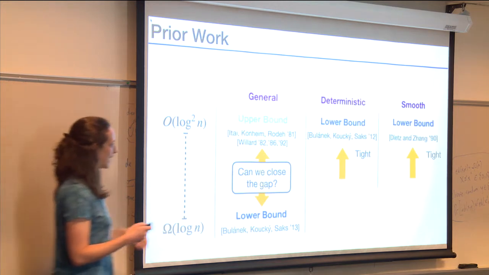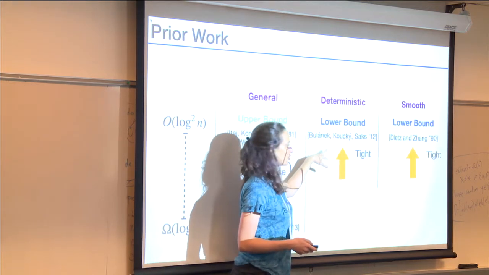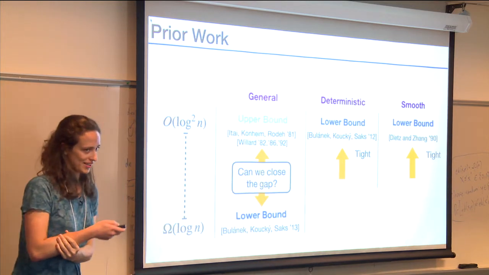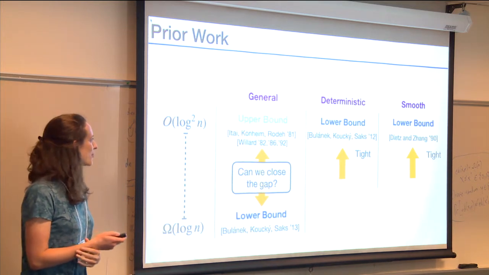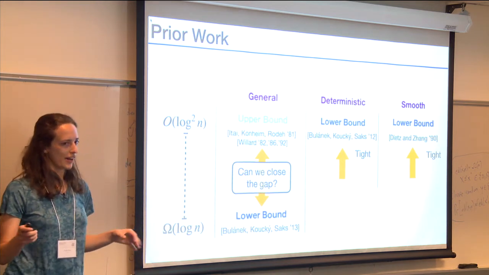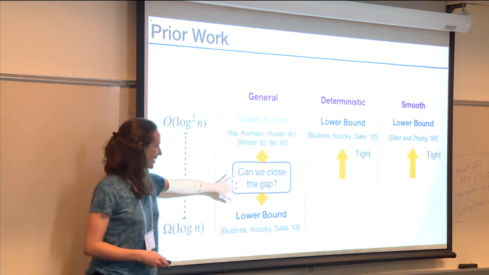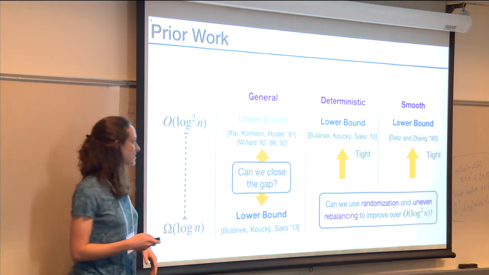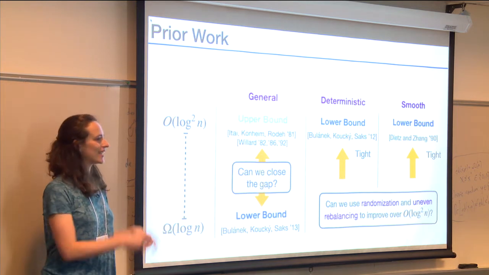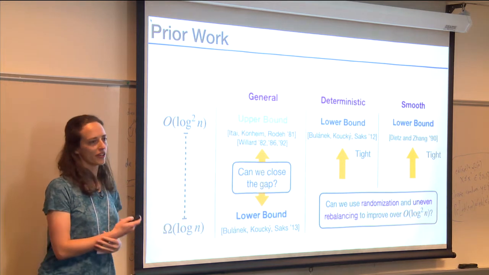So that is to say, you can get lower bounds. For deterministic algorithms, Bulinek, Kotsky, and Sachs showed that this log squared n algorithm is tight. Furthermore, Dietz and Zhang showed that log squared n is tight for any smooth algorithm, even if it's randomized. So the real question that we're asking when we're asking can we close the gap is, can we use randomization and uneven rebalancing in order to improve over log squared n?